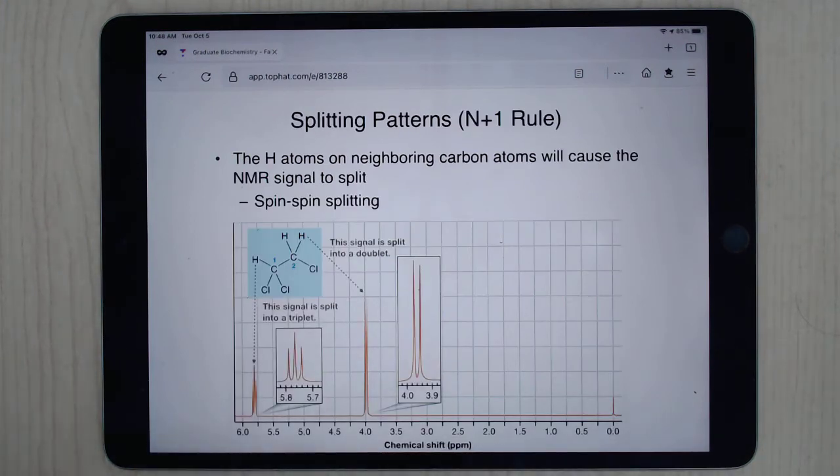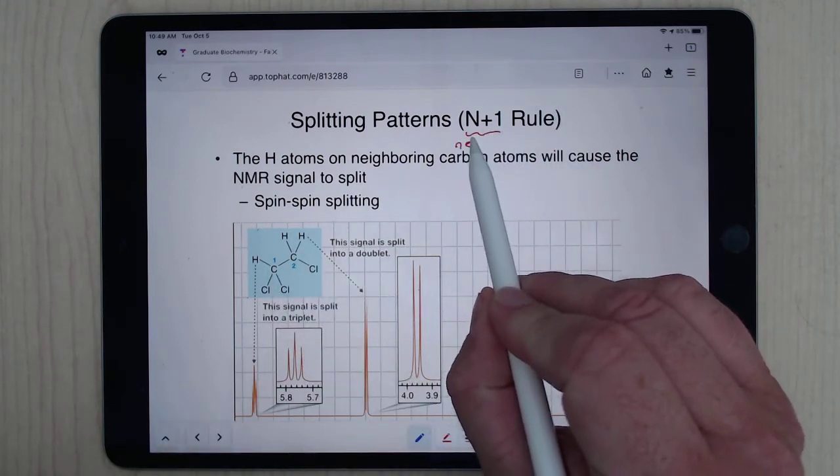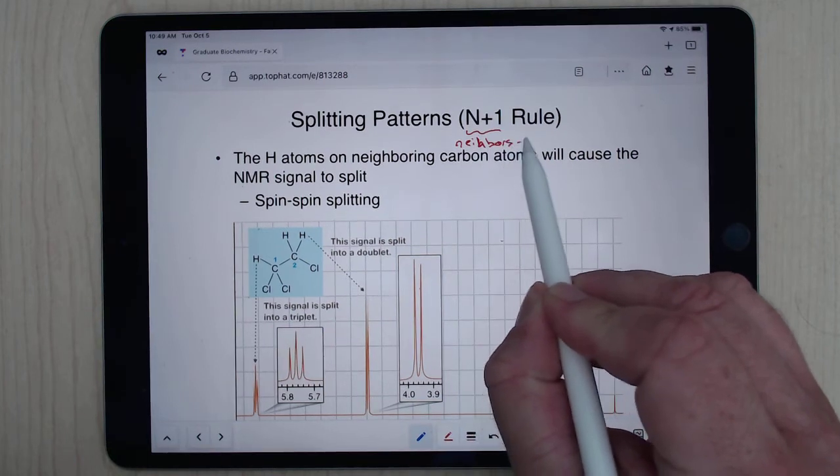Now, splitting. Integration will tell you how many hydrogens are represented by that signal. But it turns out that the neighborhood is telling you where along this axis the signal occurs, and the neighboring hydrogens will actually cause the signal to split into multiple peaks. Looking at how it splits will tell you how many neighbors there are. And so for hydrogen here, we have what's called the n+1 rule. So it's neighbors plus 1.